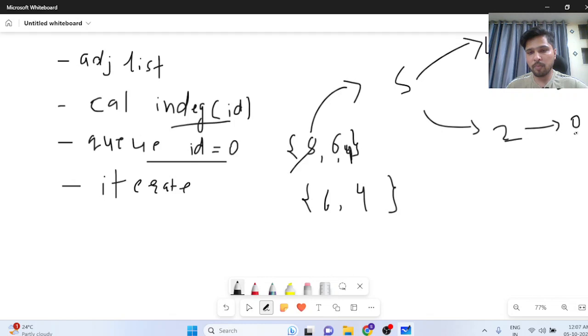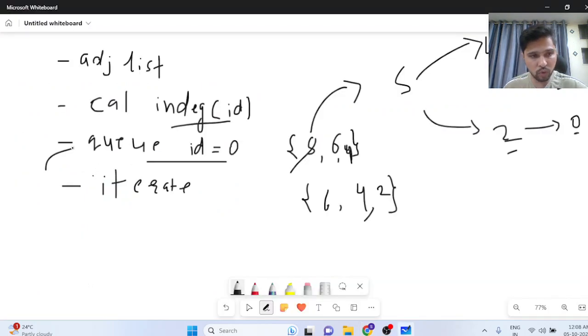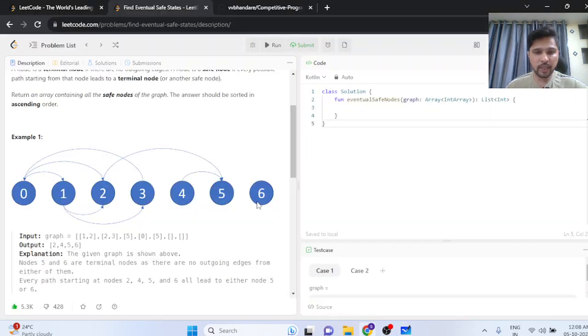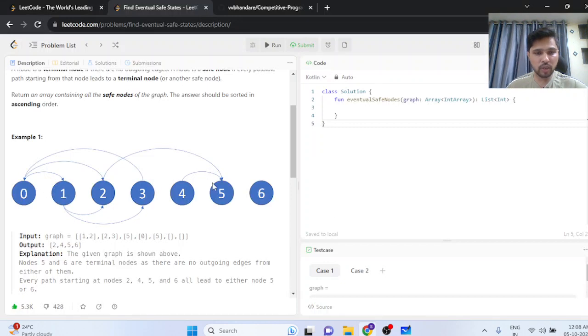So you have to put this 2 in the list. So again 2 is put in the list. Then we traverse, then again we come back to the queue and we pop out the element. So 6 is eliminated, but 6 doesn't have any node, so we don't need to do this. Similarly 4 is eliminated, but again 4 has no outgoing edge, so we don't need to worry about it.